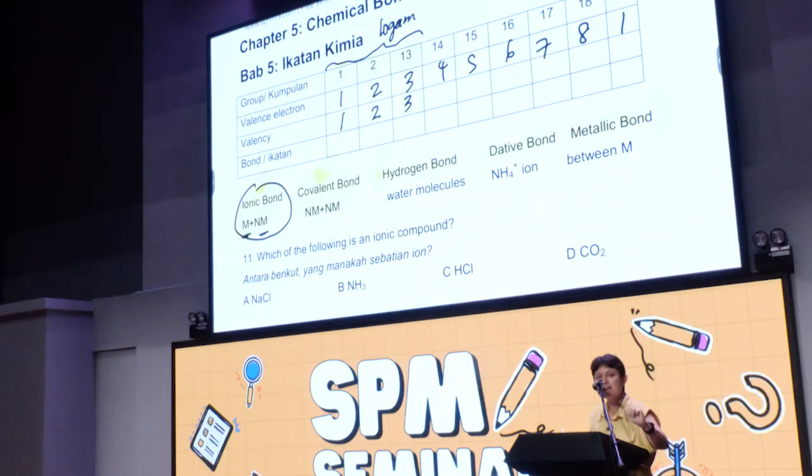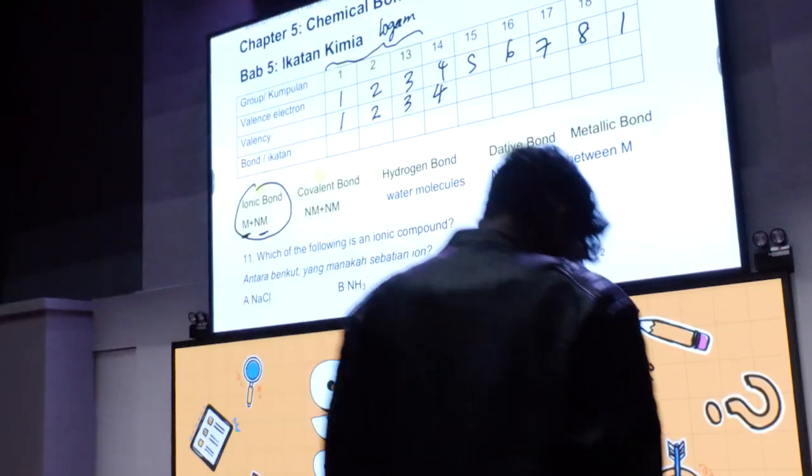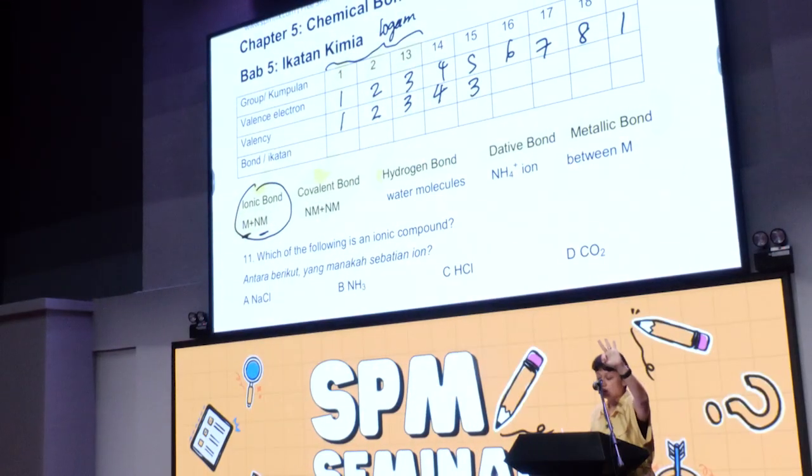It shares 4. Group 5, receives or shares 3. Group 16, receives or shares 2. Group 17, receives or shares 1. Group 18, receives or shares 0. Hydrogen is 1. So that's why, let's look at group 15.